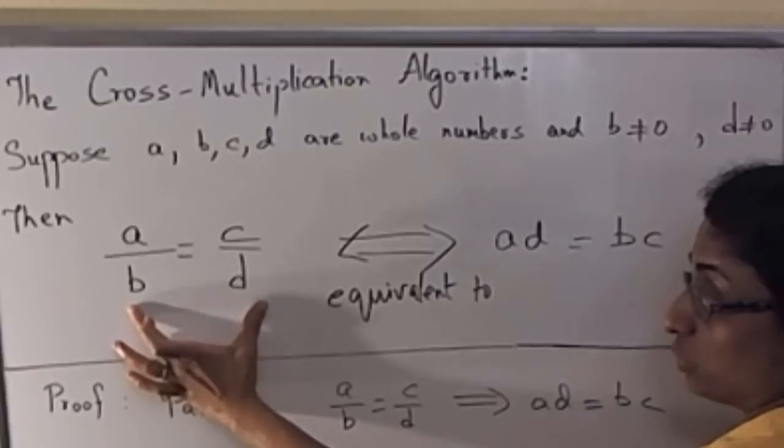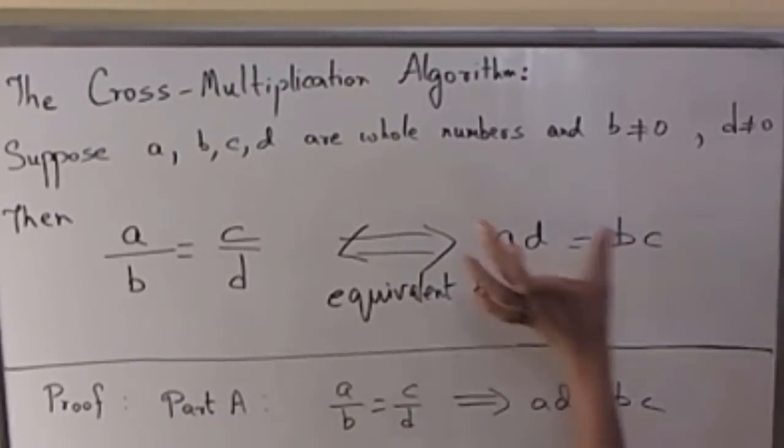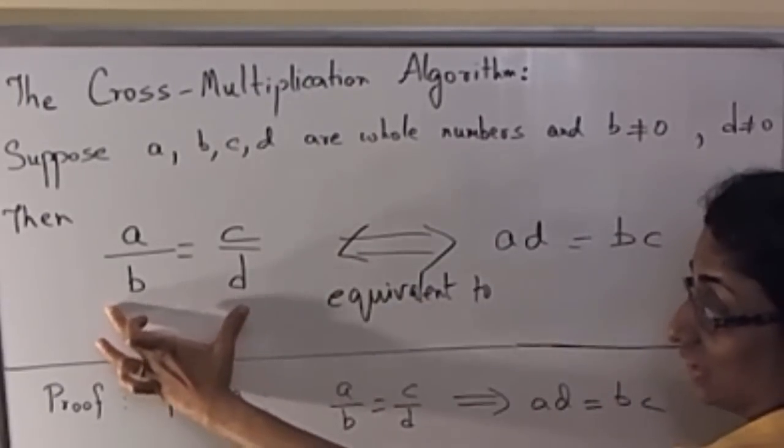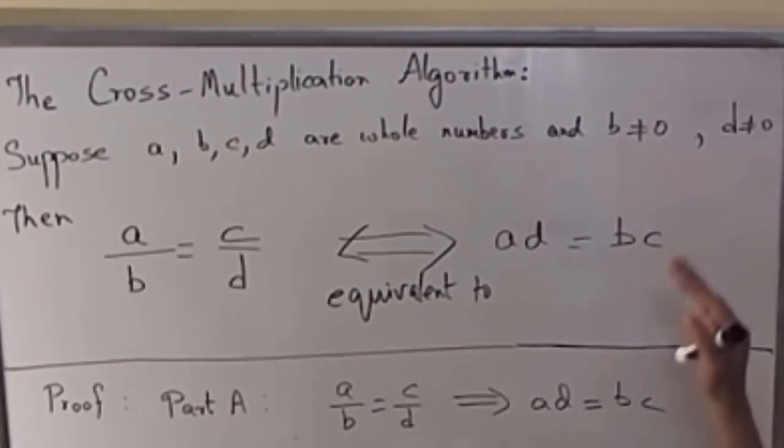So we are saying anytime you have this equation, you can replace it by this. And anytime you have this equation, we can replace it by this equation. So that's what the cross multiplication algorithm is telling you.